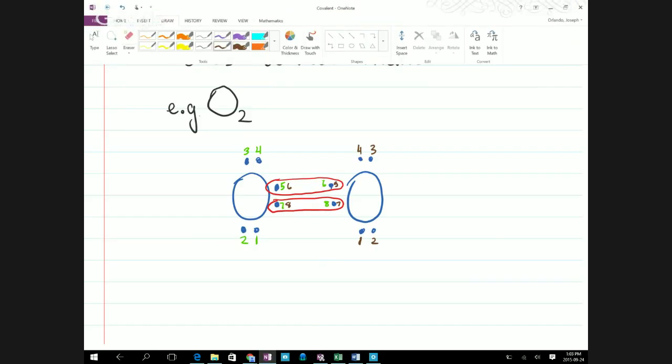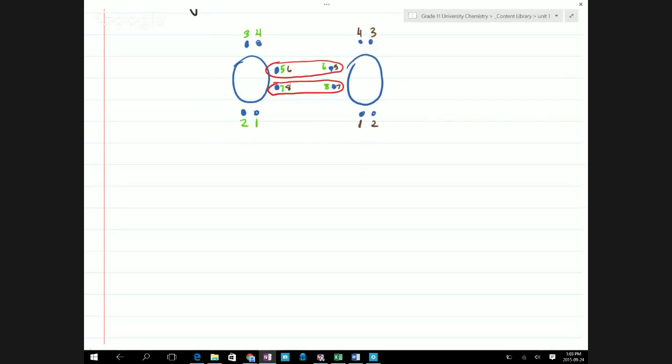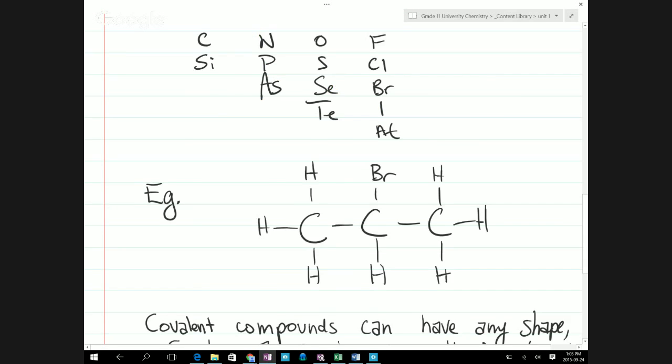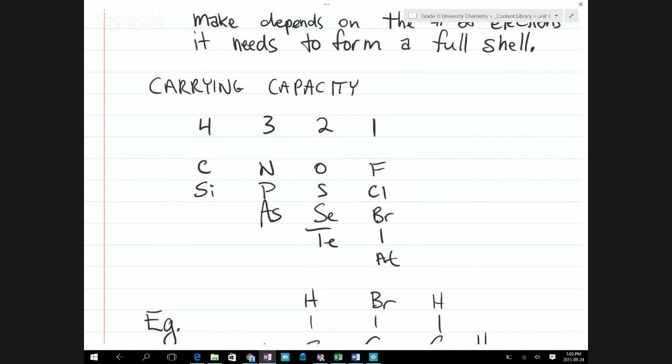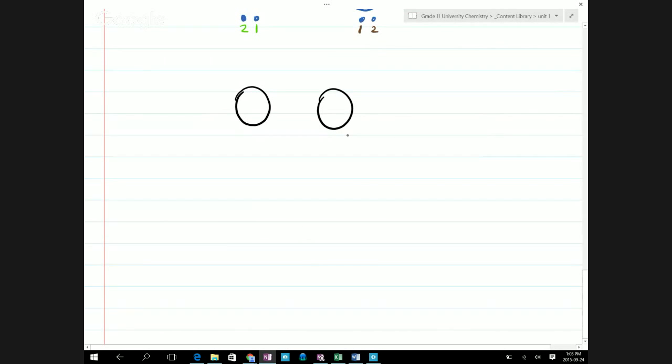But did I have to go through the trouble of drawing all that, or can I think about it as a question of carrying capacity? I have oxygen here and oxygen here. How many bonds does oxygen have to make? 2. So how many bonds does this oxygen have to make? How many bonds does this oxygen have to make? And if I do that, they are both making 2 bonds.